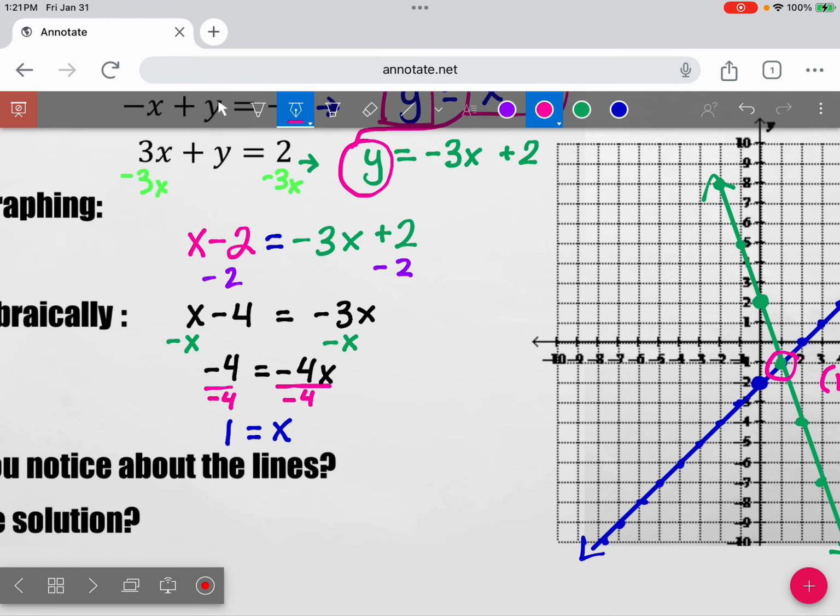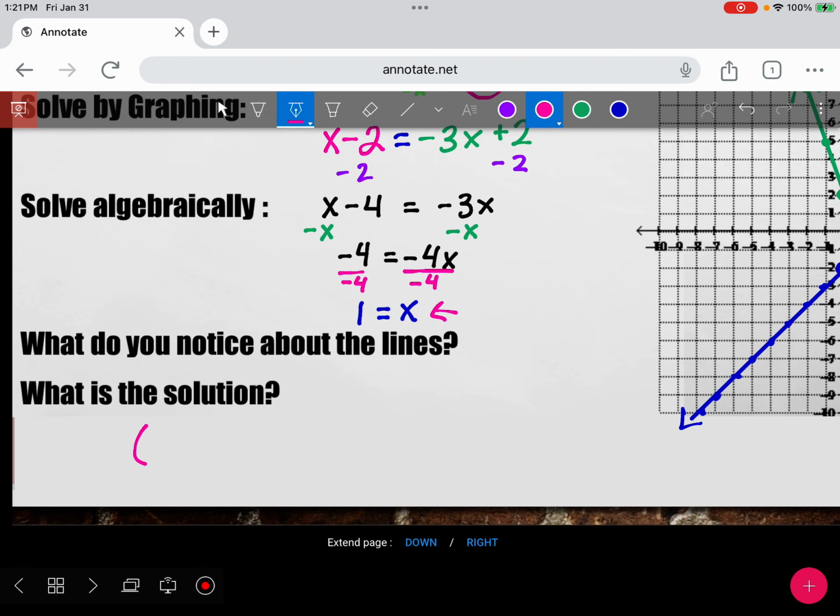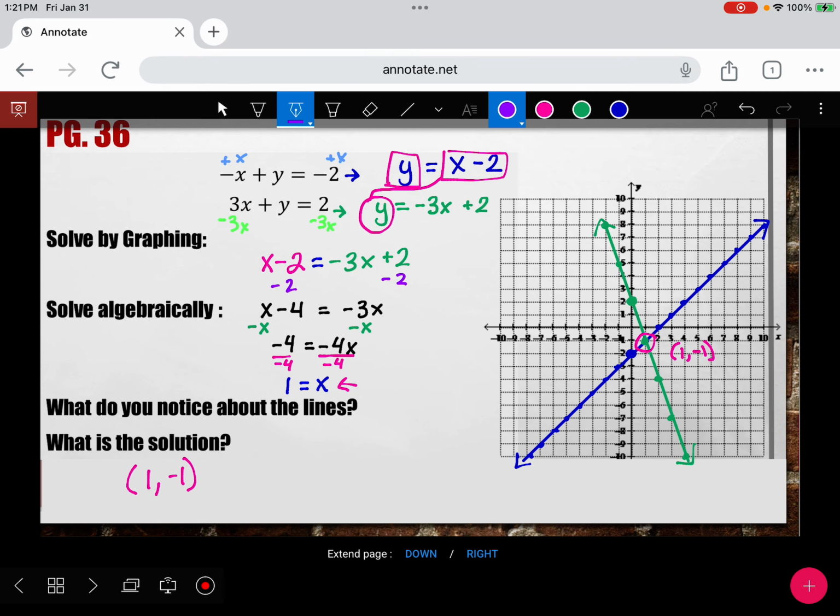But in our algebraic solution, all I got was the 1. How do I get the other piece of my solution to get my (1, negative 1)? If we're looking algebraically, how do I get that other part? All we got was our x equals 1 here. How can I figure out what the y is if I don't graph it?